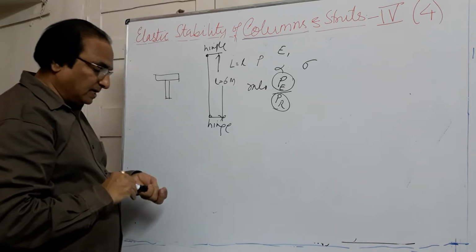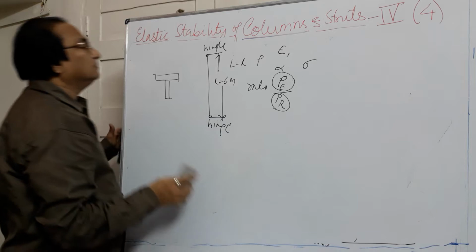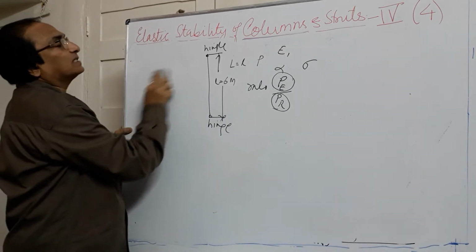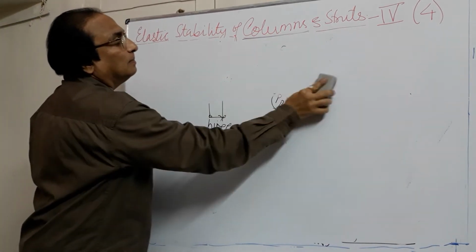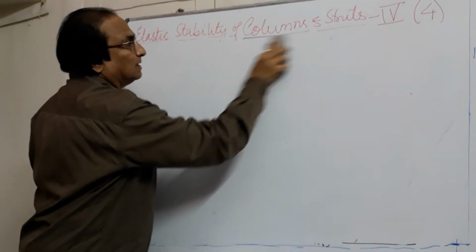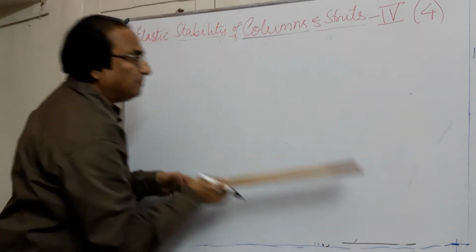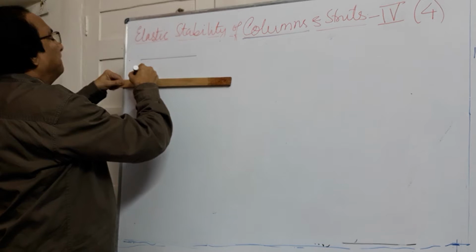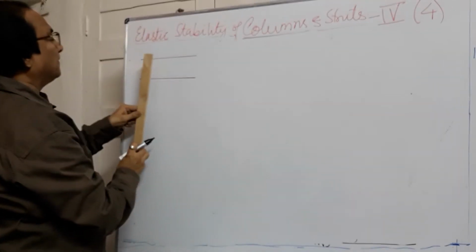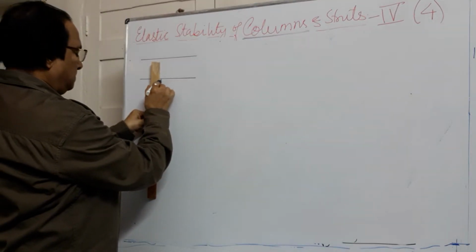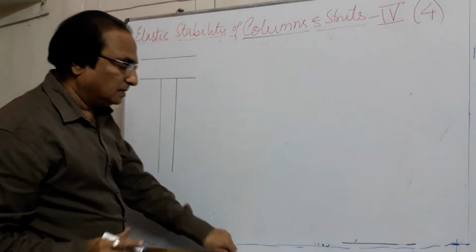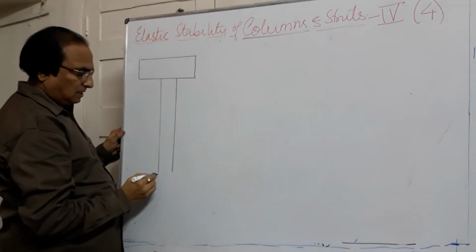So let me draw the figure clearly here. So this is a problem. T section is given to you. Both the ends are hinged. Effective span is equal to l. If I show the cross section of the T beam here, draw more depth so that you can show clearly the distances of the centroid of the T section.